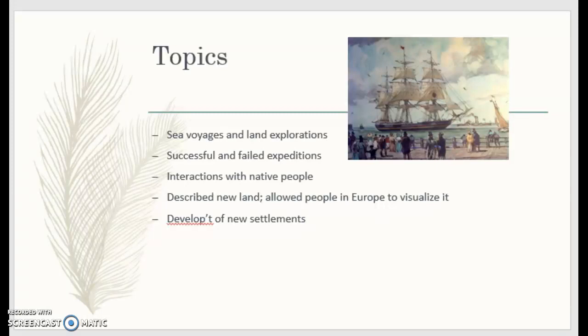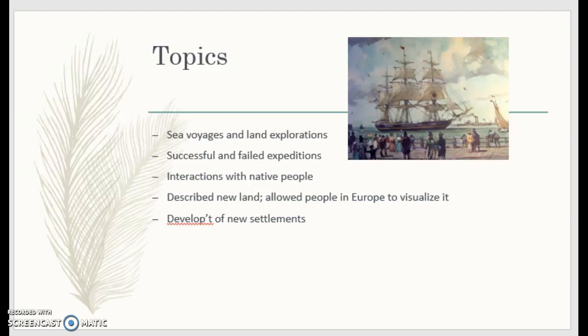Journals often recounted the sea voyages and exploration of the new land. So when you think about this time period, think about when people were first starting to come to the new world. Often these journals described successful and failed expeditions, as well as interactions with the native people. Their accounts described the new land and allowed those still in Europe to visualize North America.